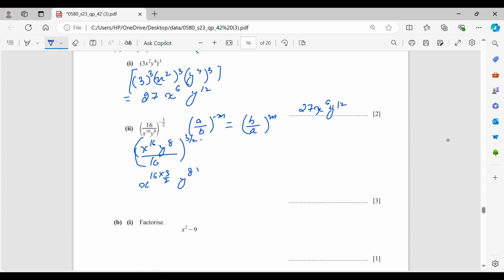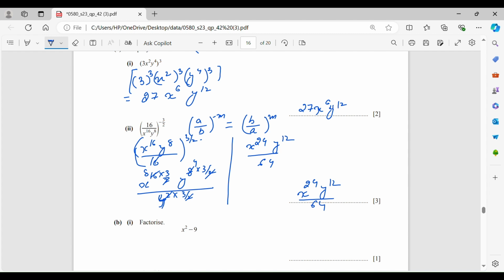So x raised to the power 16 into 3 by 2, y raised to the power 8 into 3 by 2, and here 16 can be written as 4 squared. So 4 raised to 2 into 3 by 2, right? So here we will cancel the 2: 8 times 3 is 24, x raised to the power 24, y raised to the power 12, and 4 into 3 is 12 over 4 cubed, which is 64. This is our answer: x²⁴y¹² over 64.